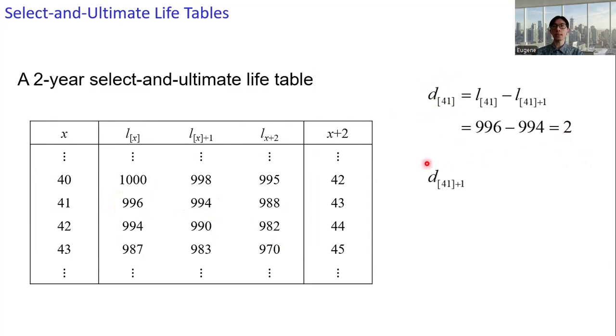The next quantity, say d_[41]+1, which equals l_[41]+1 minus l_[41]+2, but this is a 2-year select and ultimate life table. Reaching age 43, this already is the ultimate part of the table. So we have simply l_43 instead of l_[41]+2. All right, so we have l_[41]+1, 994, and then l_43, 988. And we get the answer 6.